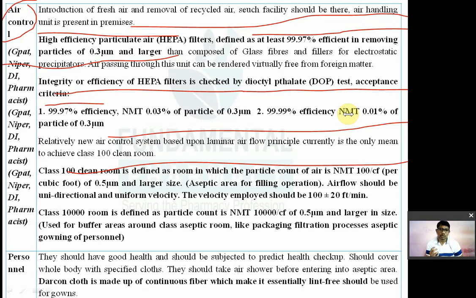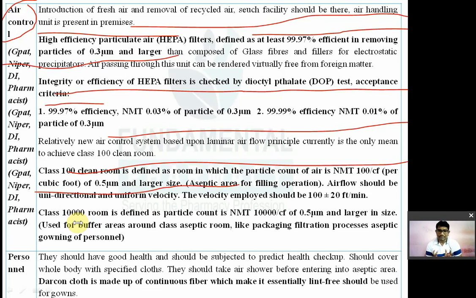क्लास 100 एरिया मीन्स व्हाट? क्लास 100 मीन्स क्लीन रूम और it is known as aseptic filling area. Here you will have particle count of air not more than 100 particles per cubic feet. Per cubic feet 100 से ज़्यादा पार्टिकल्स नहीं होने चाहिए, उसको बोलेंगे क्लीन रूम. क्लास 100 एरिया और क्लास ए एरिया सेम टर्म्स. क्लास ए, क्लास 100 और क्लीन रूम एरिया और aseptic filling area. ओके, कौन से पार्टिकल? 0.5 माइक्रोन एंड लार्जर साइज.